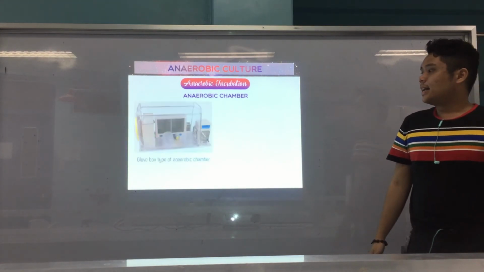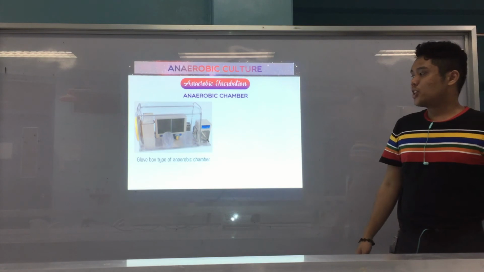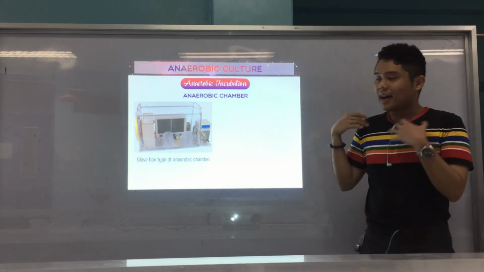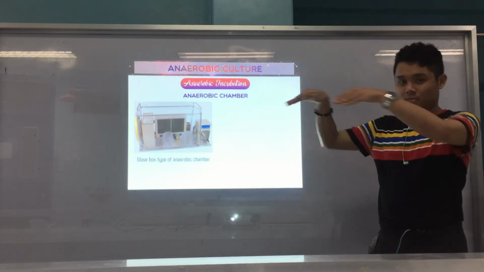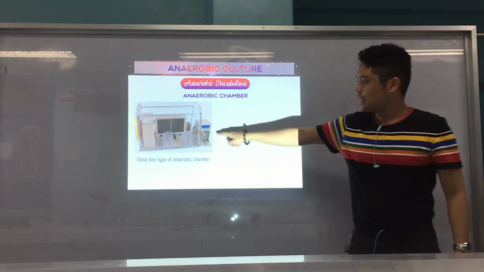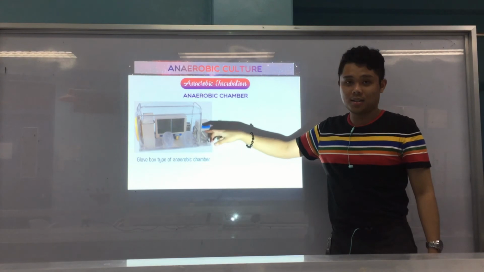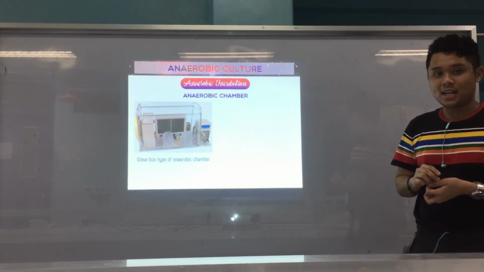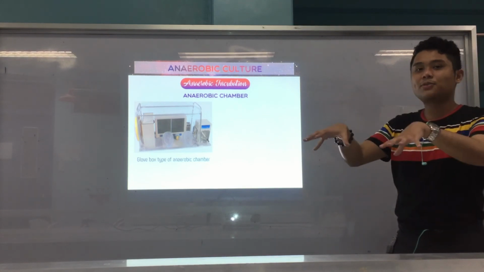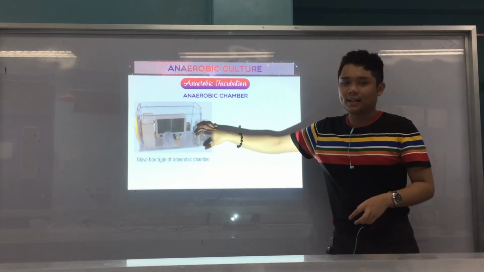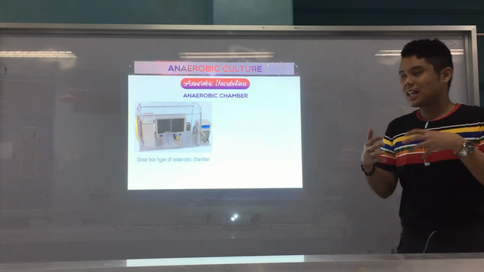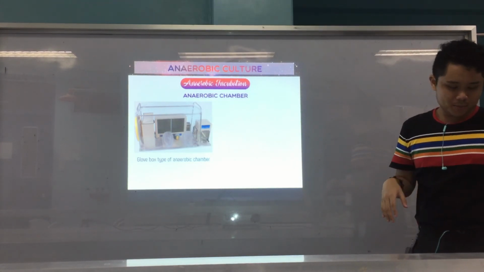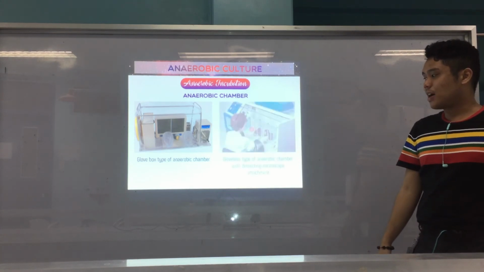Alright. Now, this is an example of an anaerobic chamber, the glove box type. The examiner or medtech inserts their hands into the gloves. Then the specimen goes in through here. It is like a biosafety cabinet, level 3, type 3, a glove chamber where the specimen is placed. Okay? The only difference is that the environment is anaerobic, with no oxygen as much as possible. So that's a glove box type of anaerobic chamber.